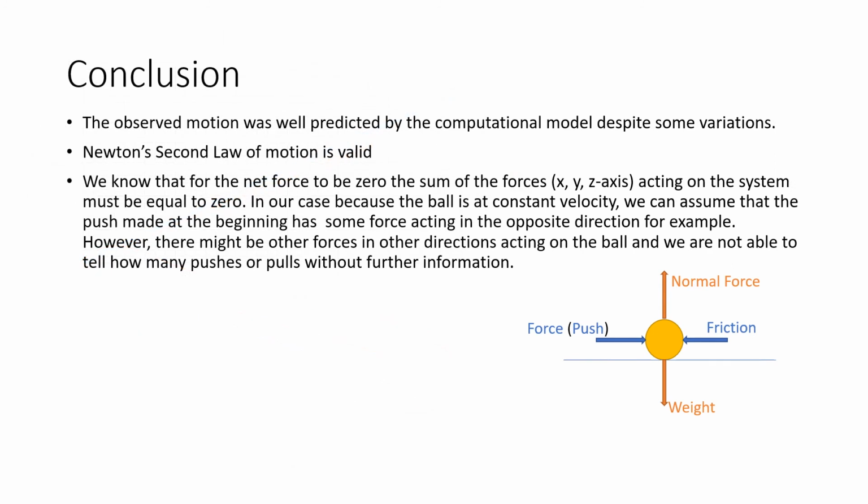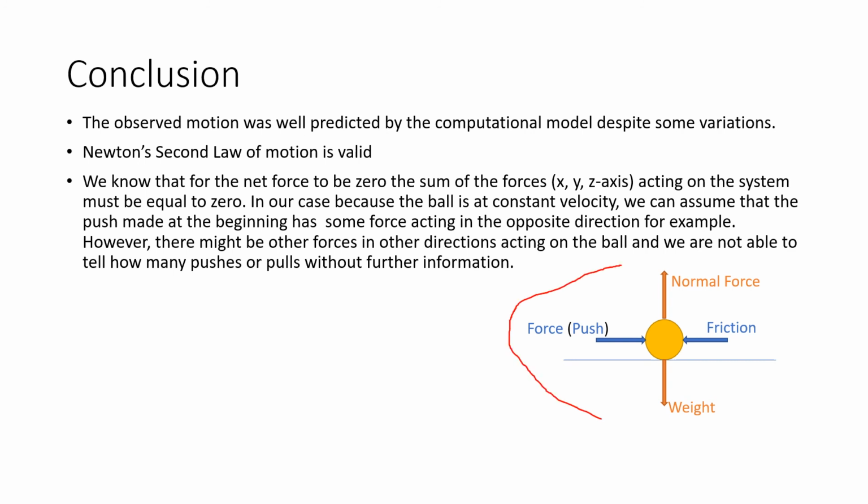Conclusion. This experiment showed us that the observed motion was well predicted by the computational model, despite some variations. It shows us that Newton's second law of motion was valid. However, what we couldn't deduce from this experiment was the number of forces acting on the system, pushes or pulls.